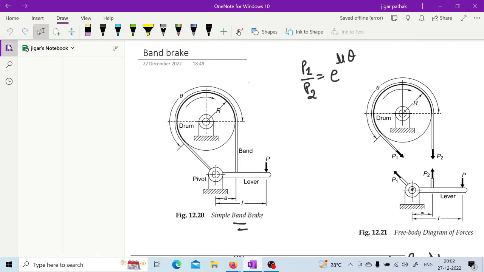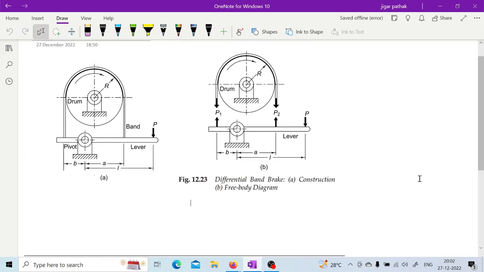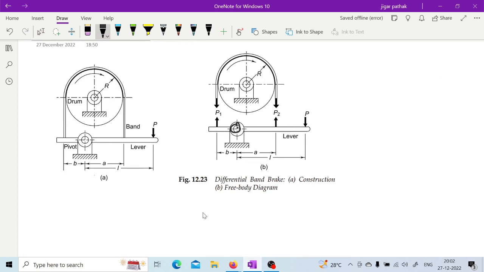There is one more type of band brake, that is the differential band brake. If you take moment about this fulcrum, then you will have P into L, which is a clockwise moment. Similarly, P1 into B is also a clockwise moment, and P2 will have an anti-clockwise moment. One of them can be positive and the other negative. If you take anti-clockwise positive, then clockwise is negative, and if you take clockwise positive, then anti-clockwise is negative.